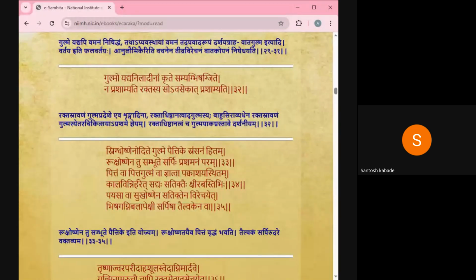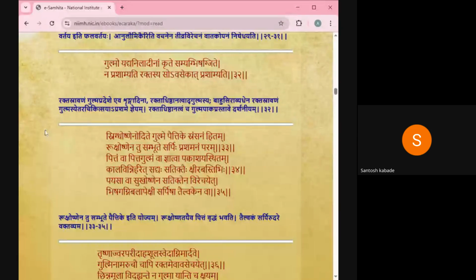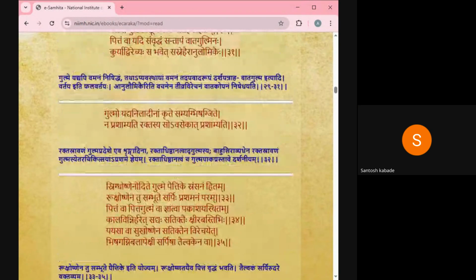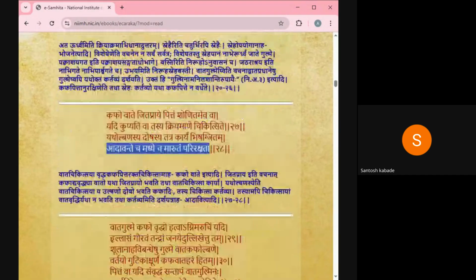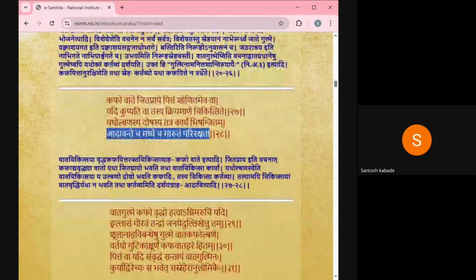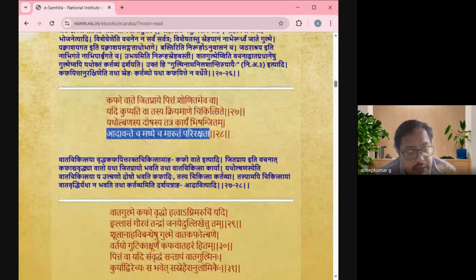Hello, sir. Hello. Hello. Uh, Sir, in this question, Adavantecha Madhyecha Maruta Pariyakshana, how to arrange the questions in entrance time? So they may give as a direct shloka. Ado Anticha Madhyecha Marutam Parirakshata. It is in the Okay. context of.